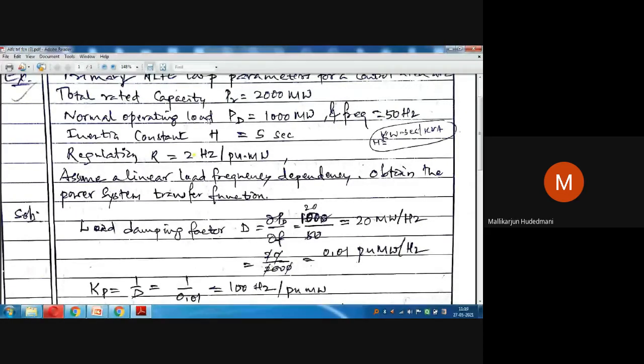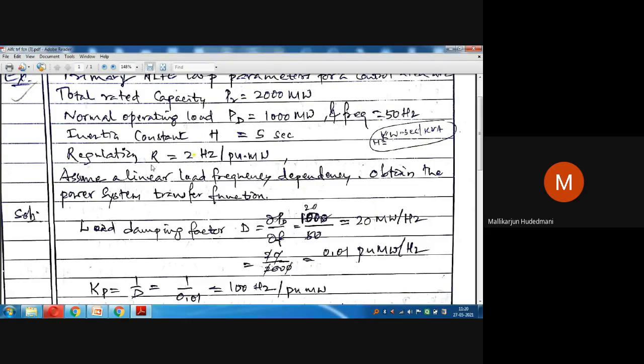What do you get from this? The load has linear dependency on frequency, which means for a change in frequency, the load changes. That's the nature of the text given here. Total load divided by the frequency of operation gives megawatt per hertz. For every 1 hertz change in frequency, the load changes by 20 megawatt. So 1 hertz change in frequency causes 20 megawatt change in the load. This is what I have to get as D, the ratio of change in PD to change in frequency. So 20 megawatt per hertz.